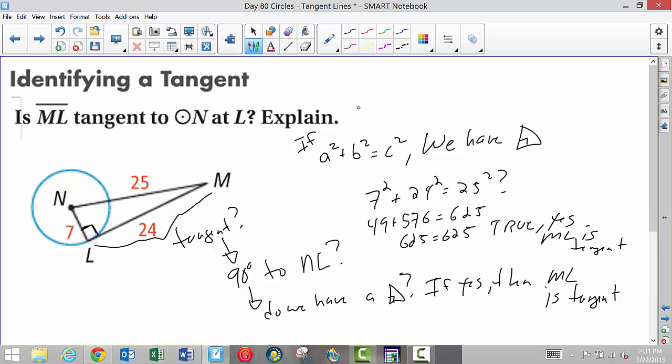Why is it tangent? Because we have a right triangle, and the tangent line is touching the circle once and only once. Now, if I asked you whether M to N is tangent, it can never be tangent. I agree it touches the circle once, but it also goes through the center of the circle. Remember that a tangent line will never go through the circle. So to determine if something is tangent, you have to do Pythagorean theorem.